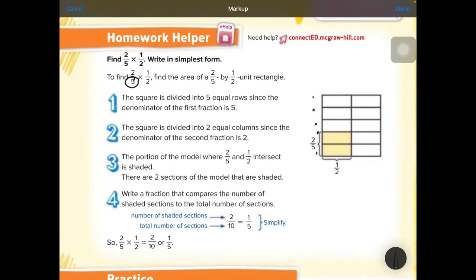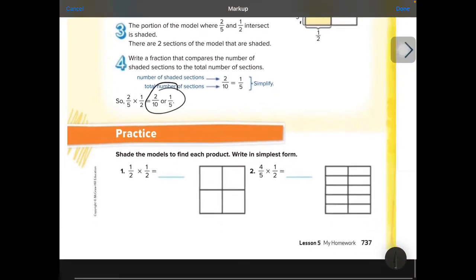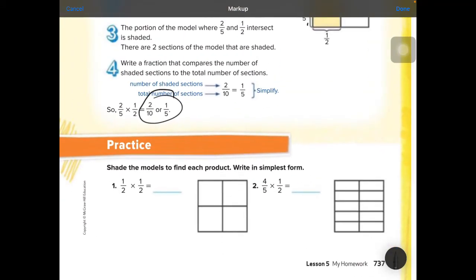Okay, now remember the first number is how many rows? 1, 2, 3, 4, 5. The second denominator is how many columns? 1 to 2. Then we multiply where they intersect. So we will fill in 2 out of the 10. And it works out to be, simplifies down to 1/5.